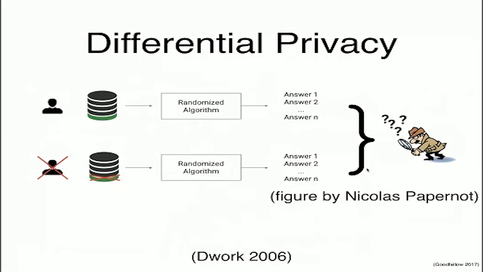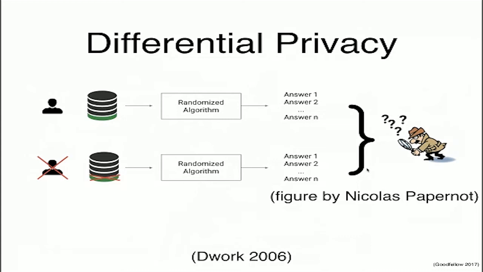If somebody inspects the output of these two different algorithms, we'd like them not to be able to tell whether I was included in the data or not. If we can guarantee that it's very unlikely that anyone could inspect these algorithms and tell whether my data was there or not, then we know that my data didn't really change the outcome of the learning process at all. And so my privacy was protected.